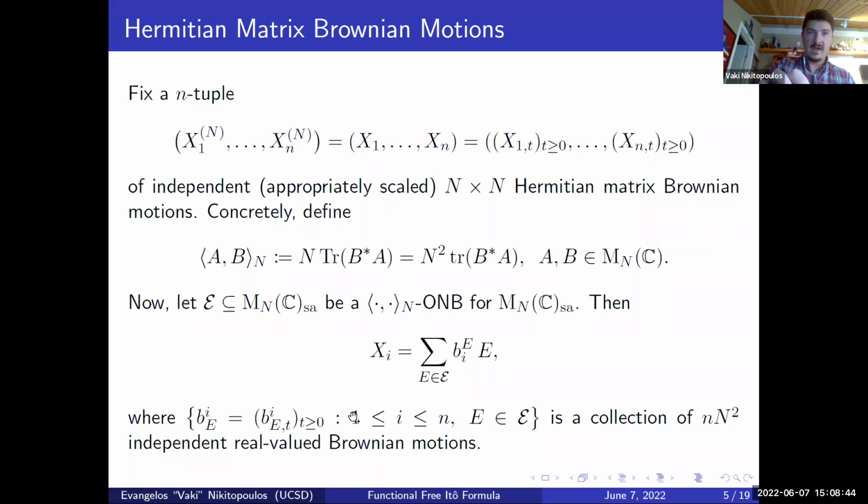And then notice again, we have little n indices for the number of Brownian motions. And the space of Hermitian matrices is a real N squared dimensional vector space. So we have n times N squared of these Brownian motions. And I'll fix this X_1 through X_n throughout the talk. There'll always be Hermitian Brownian motions.